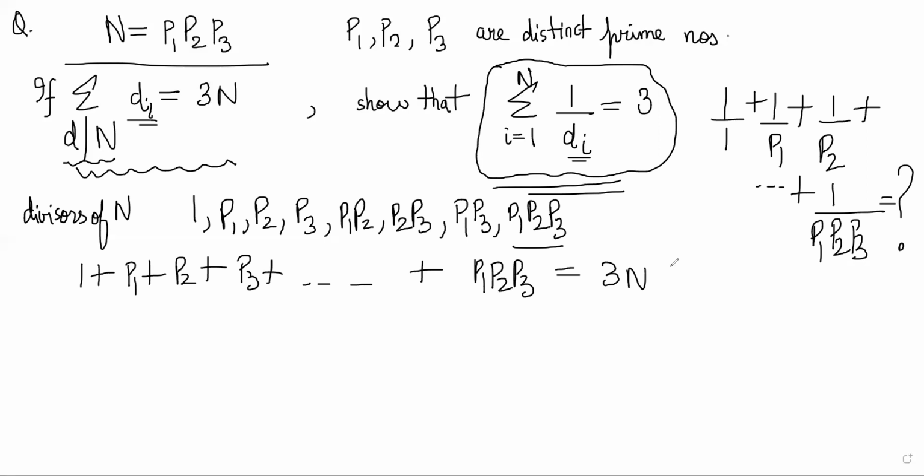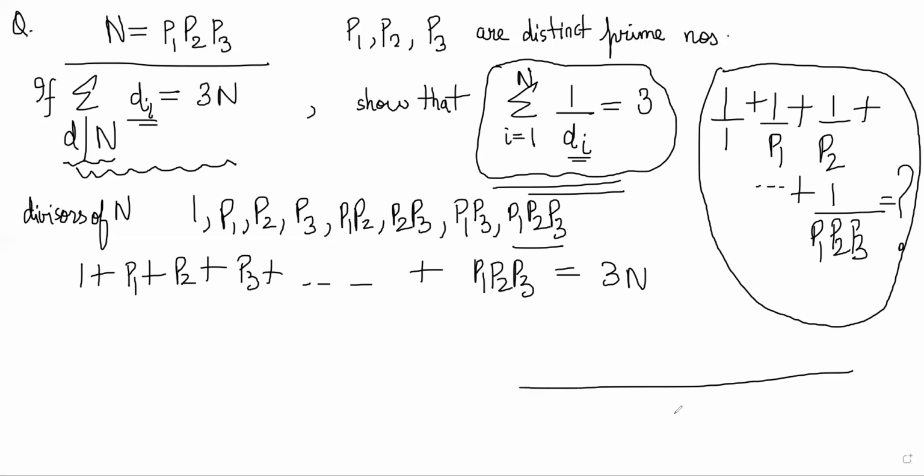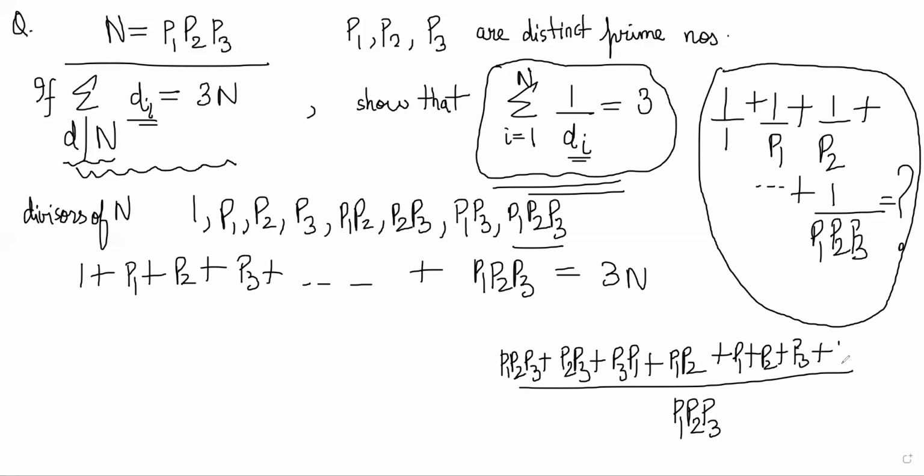So I divide by P1 P2 P3 on both sides. Or you just add this by LCM. You can do that also. Just take the common LCM, which will be P1 P2 P3 here. And you will get on top P1 P2 P3 plus P2 P3 plus P3 P1 plus P1 P2 plus P1 plus P2 plus P3 plus 1, right? And it's 3N. This is equal to 3N and this is equal to N, right?